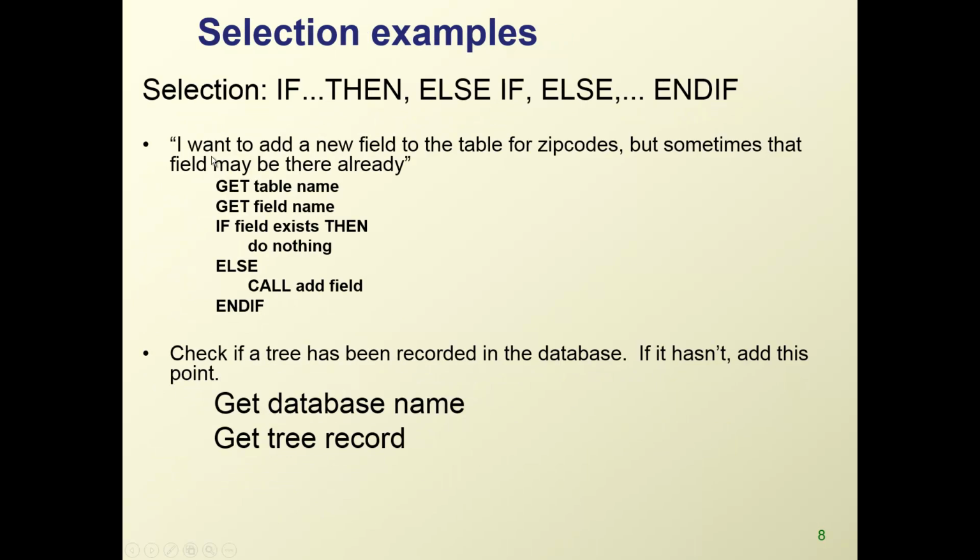What about this example? So I want to add a new field to the table for zip codes, but sometimes that field may already be there. Get the table name, get the field name. If the field exists, then do nothing, else call add field, end if. Is there a way that I could make the pseudocode better, more succinct, less lines? Yes?